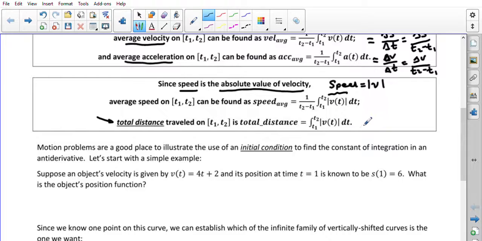So for example, if I drive 30 miles an hour north for an hour and then 20 miles an hour south for an hour, my displacement is going to be 30 minus 20 or 10, but my actual distance covered is going to be the 30 plus the 20 coming back, which is 50. So this will give us the total distance traveled when we integrate speed. So we integrate speed to get total distance. We integrate velocity to get displacement. So we want to remember that.